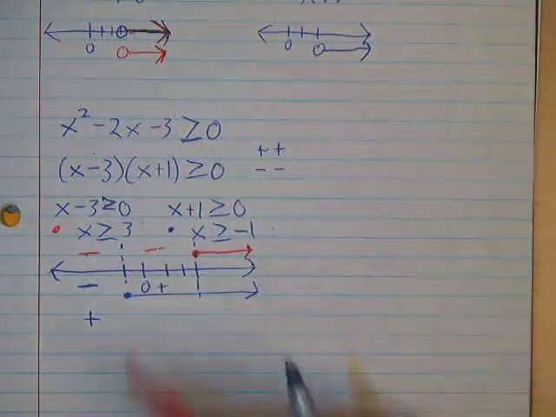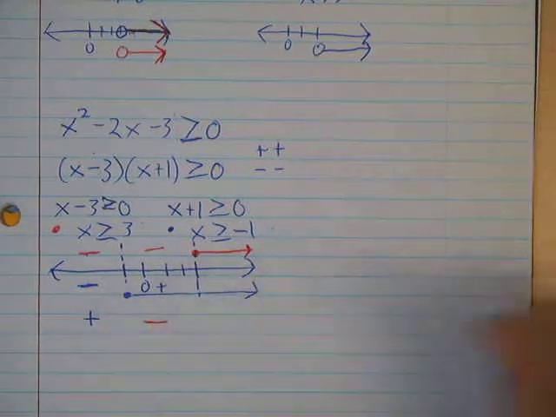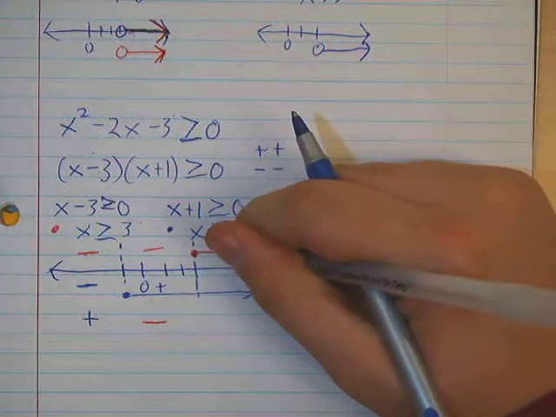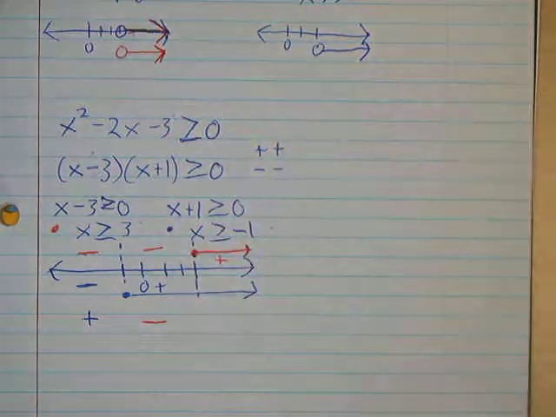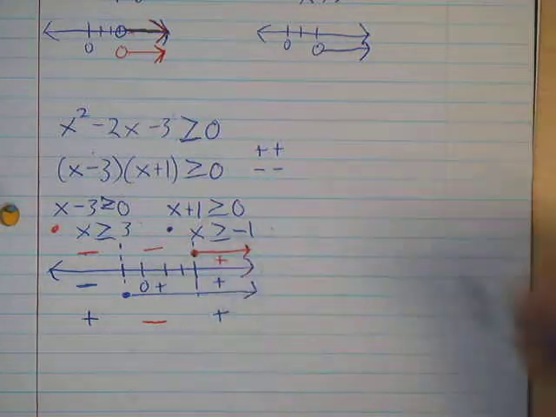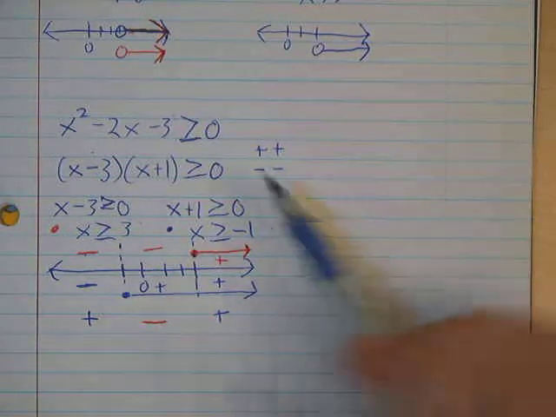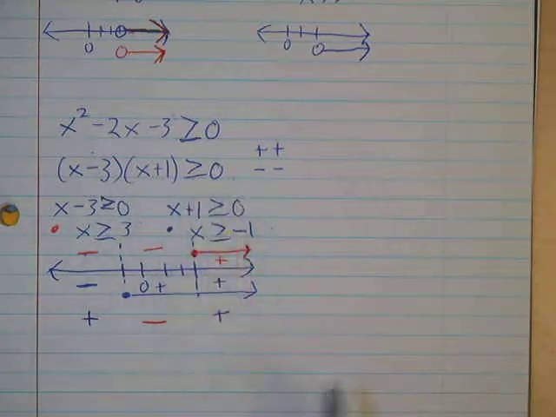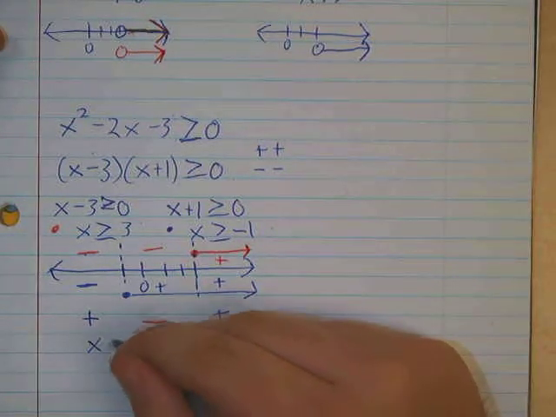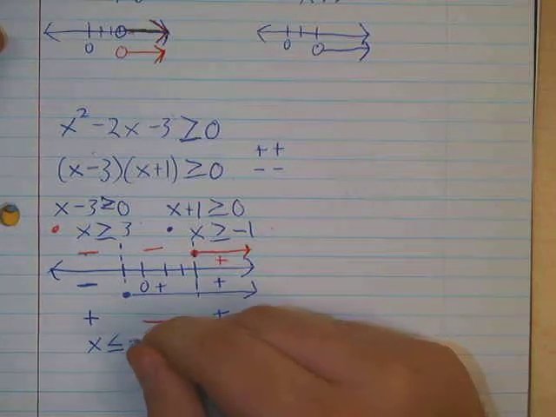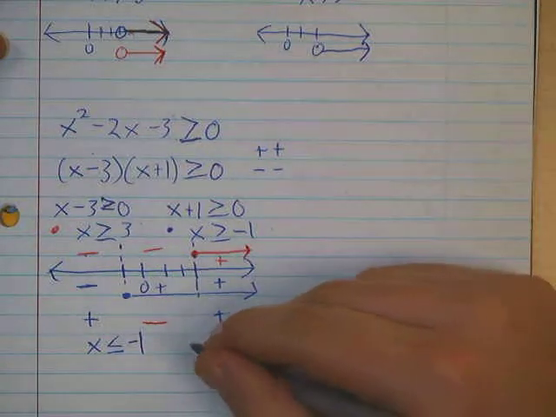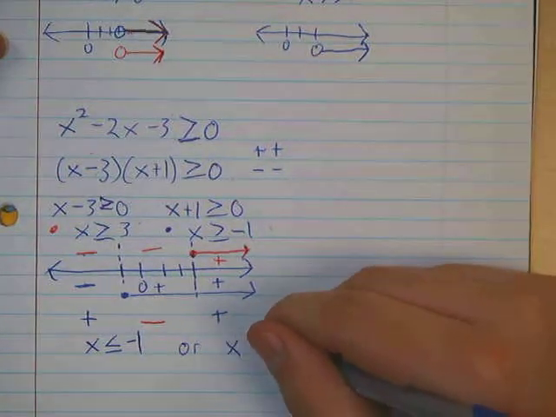Here, our red expression is negative. Our blue expression is positive, which will give us a negative. And out here, again, we now have the arrow, so we have a positive for our red, again a positive for our blue, which gives us a positive. So the only numbers that will make this expression greater than or equal to 0, in other words, a positive, are numbers where x is less than or equal to -1.